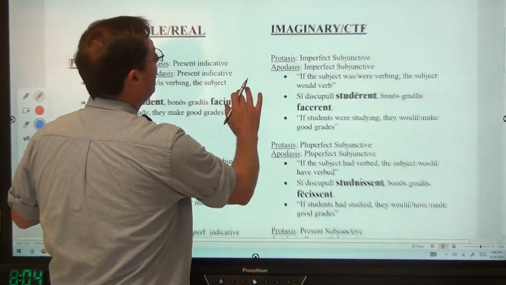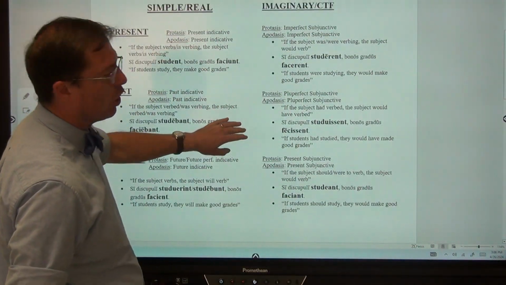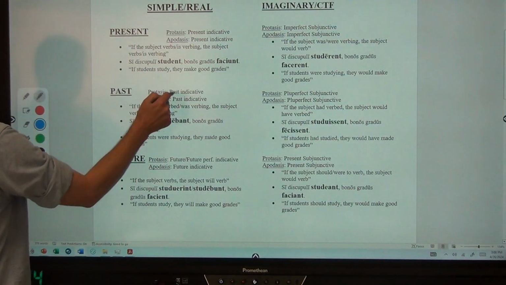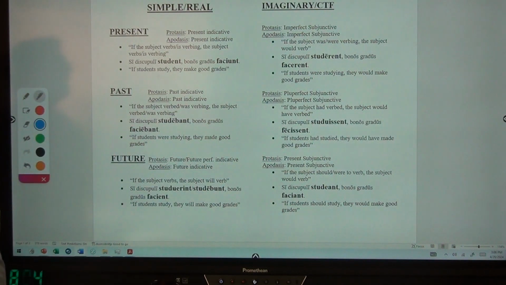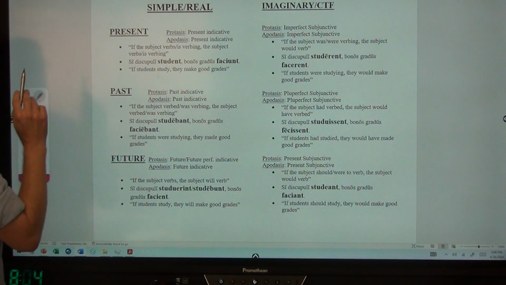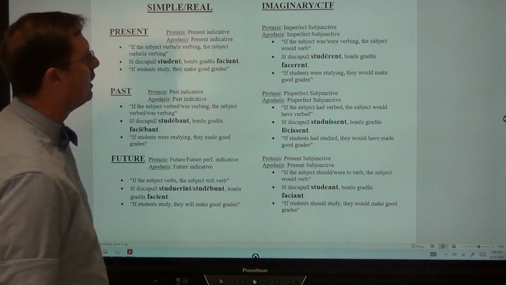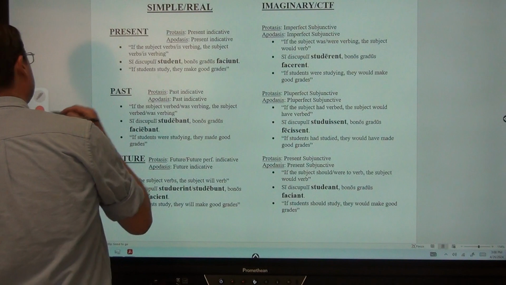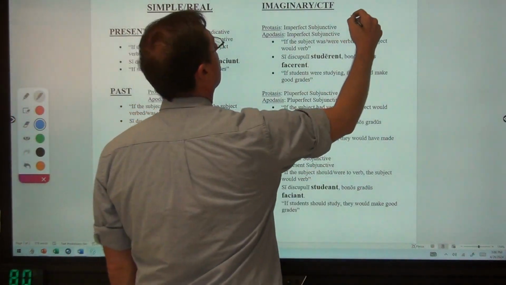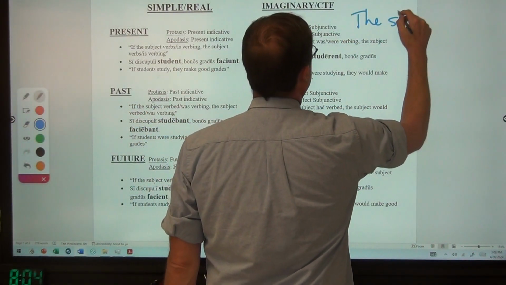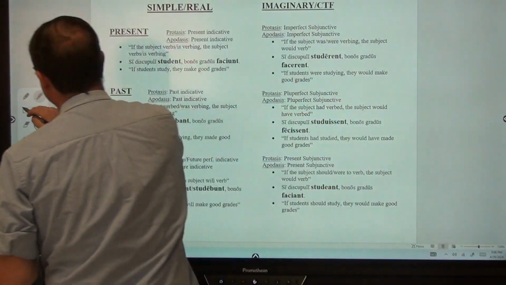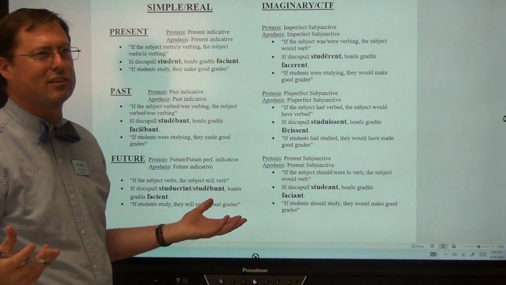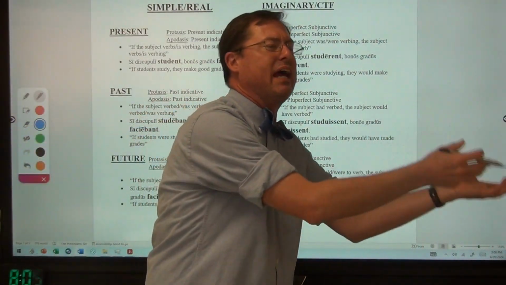Now, the subjunctive conditionals are, like I said, counterintuitive. You don't go present, present, past, past, future, future. Instead, you must understand that in a present imaginary, you're going to have imperfect subjunctives. Now, if you were to say the subjects were verbing, so the students, I've already written it for you here. The students were studying. Well, yeah, that's going to be past. Was verbing, were verbing in the past.